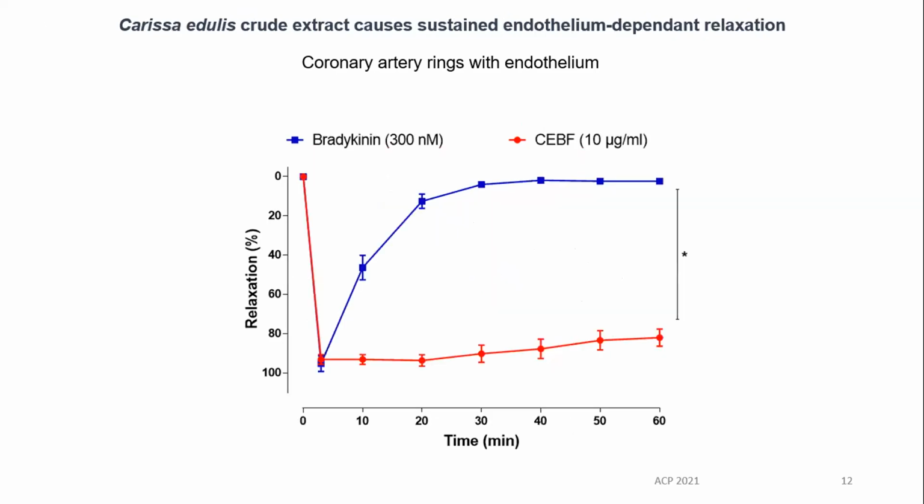Here we try to compare the kinetics of Carissa edulis butanolic fraction and bradykinin. And as we can see here, Carissa edulis is more stable than bradykinin. So it causes sustained endothelium-dependent relaxation.